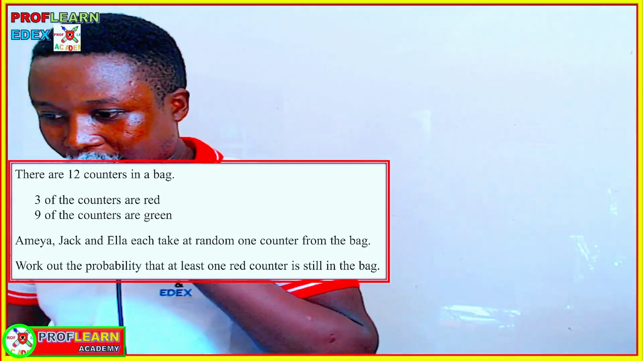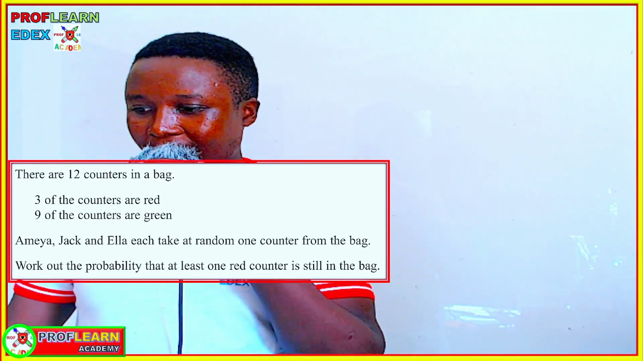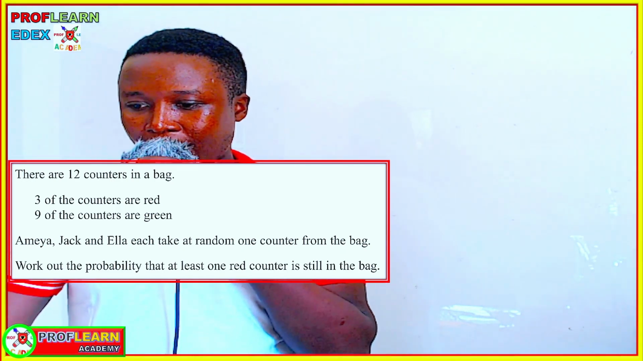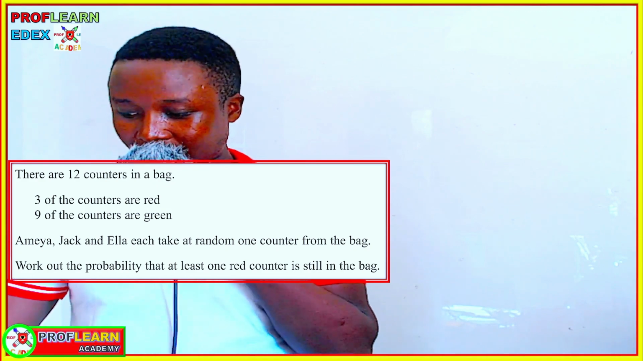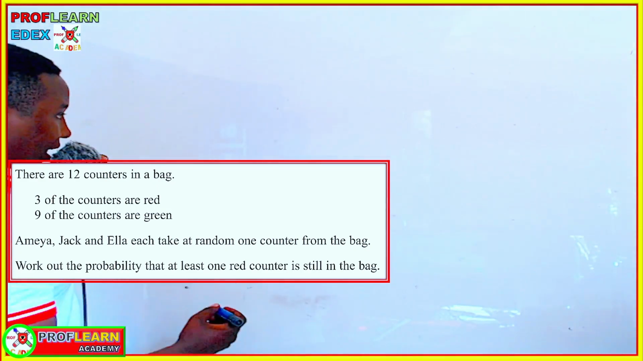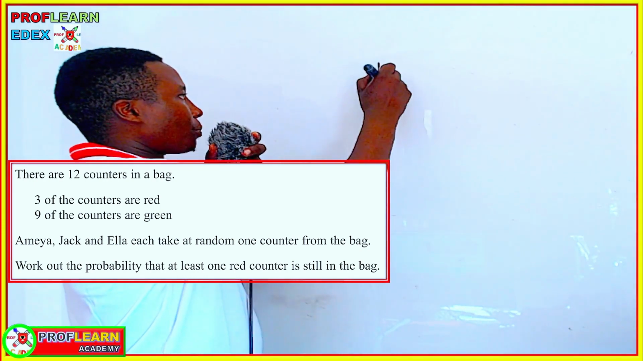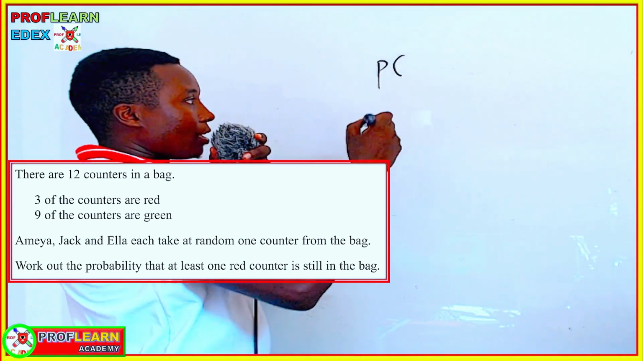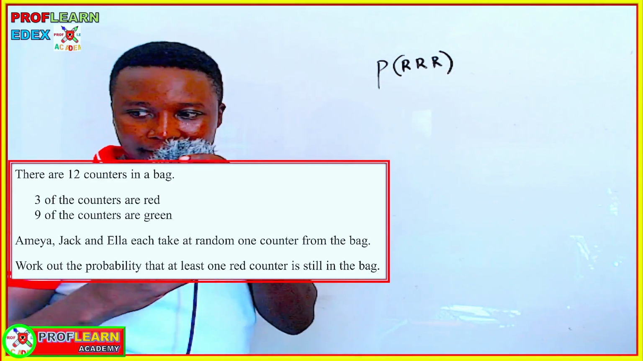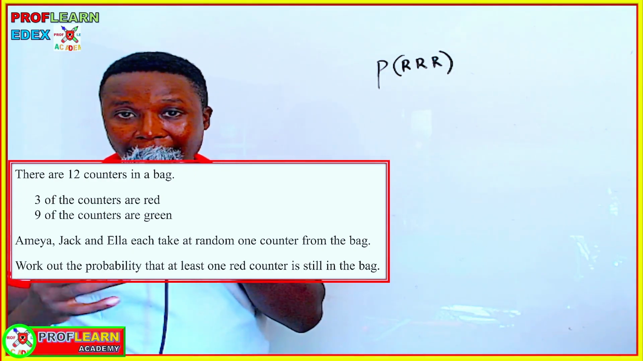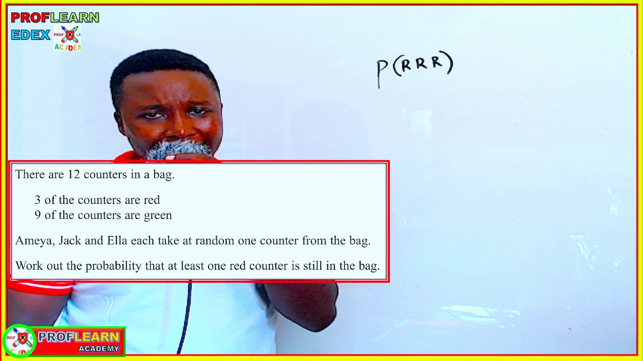Okay. There are 12 counters in a bag. 3 of the counters are red, 9 of the counters are green. Amaya, Jack, and Ella each take at random one counter from the bag. Work out the probability that at least one red counter is still inside the bag. So, first I want us to work out the probability that these people pick a red, a red, a red, meaning by the end of Amaya, Jack, and Ella picking, we are not going to have any red.